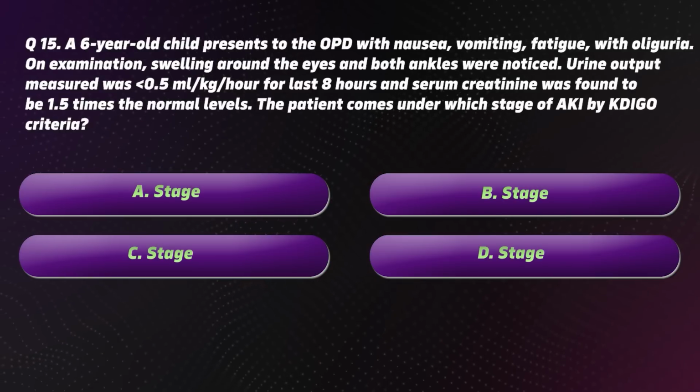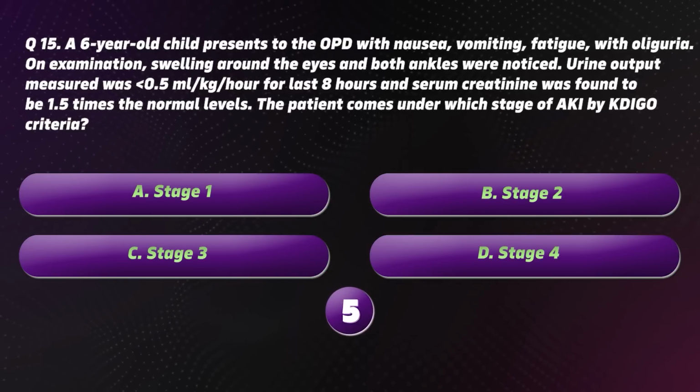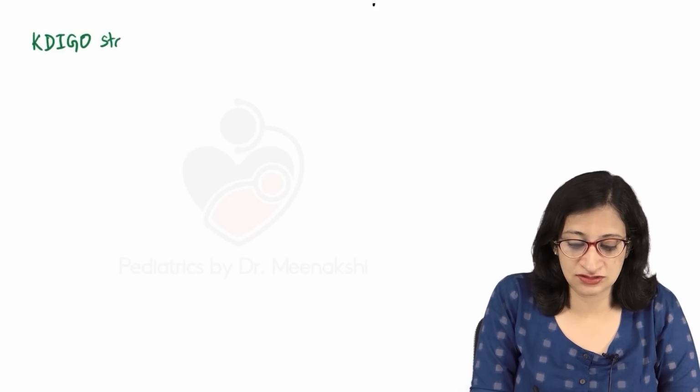Here are the options. A. Stage 1. B. Stage 2. C. Stage 3. D. Stage 4. And the correct answer is option A. Stage 1. Here's the explanation. KDIGO staging of AKI.